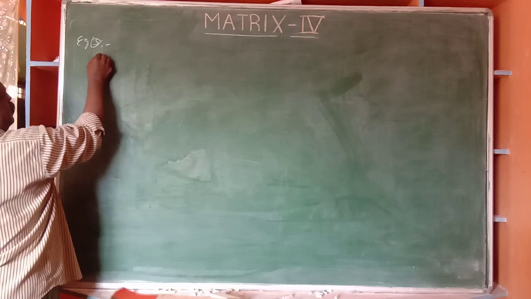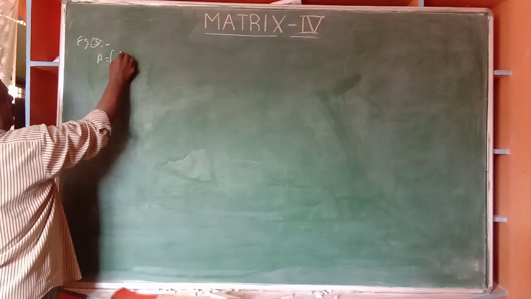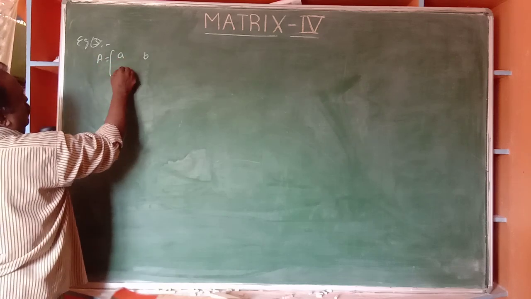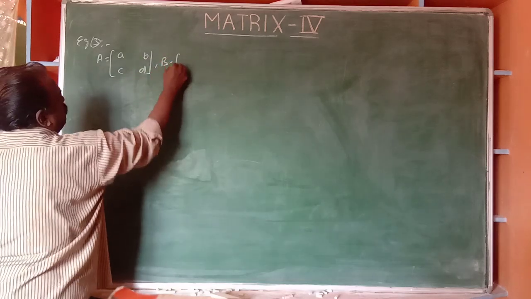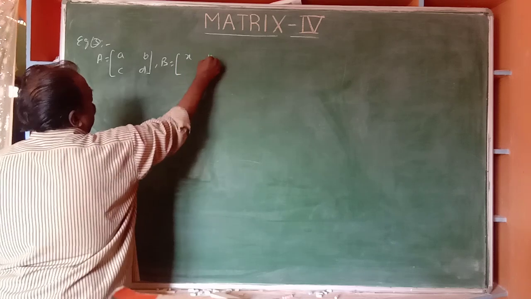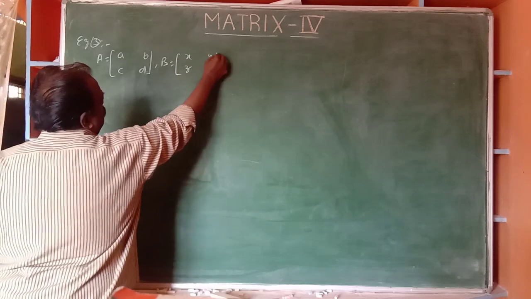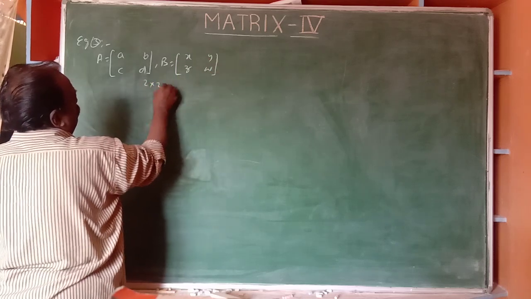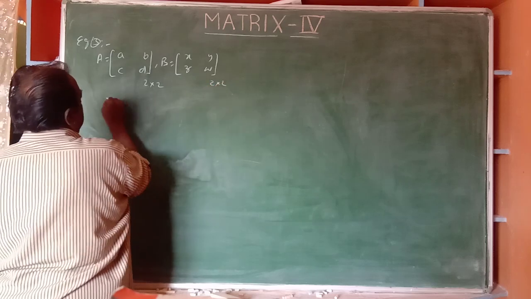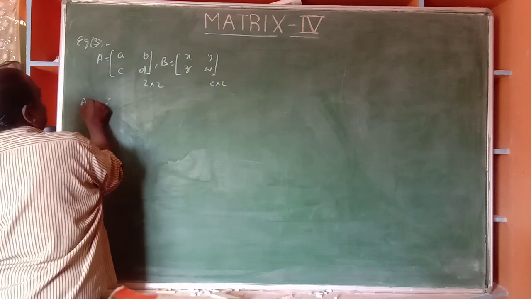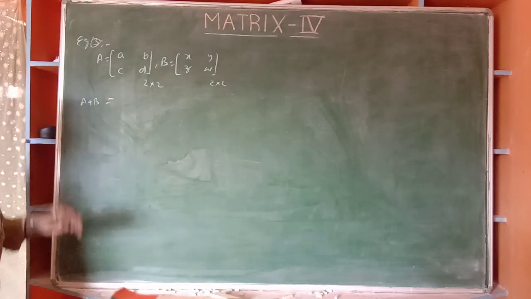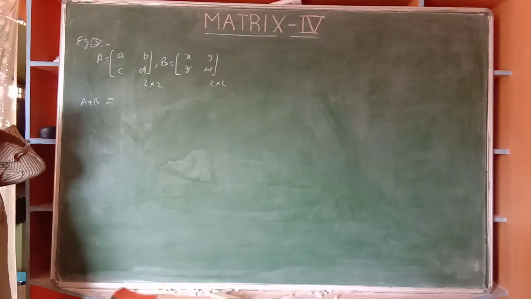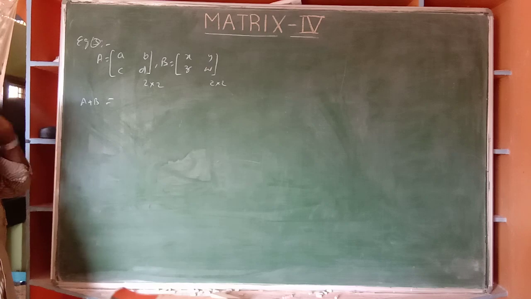Observe. Capital A is a, b, c, d. Capital B is x, y, z, w. It is a 2 by 2 matrix, and this is also a 2 by 2 matrix. Then A plus B. We are given two matrices. Not only real numbers, variables also can be taken.